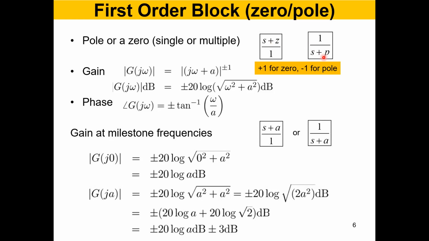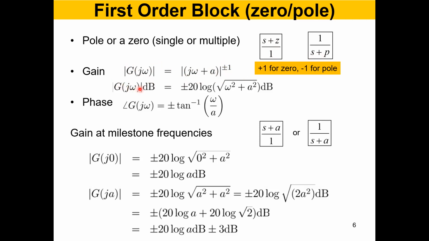So let's calculate the gain for any given frequency omega. This is the block. You substitute s equals j omega, so it becomes j omega plus a. Here a is actually the value of the 0. So the block is j omega plus a. And you have to calculate the magnitude, with a factor of plus or minus 1, because if it is a 0, it is plus, and if it is a pole, it is minus. So using the same gain expression, you represent both a 0 and a pole.